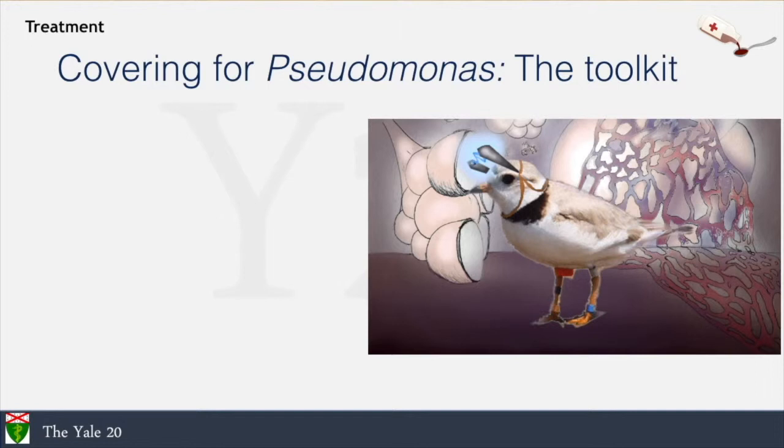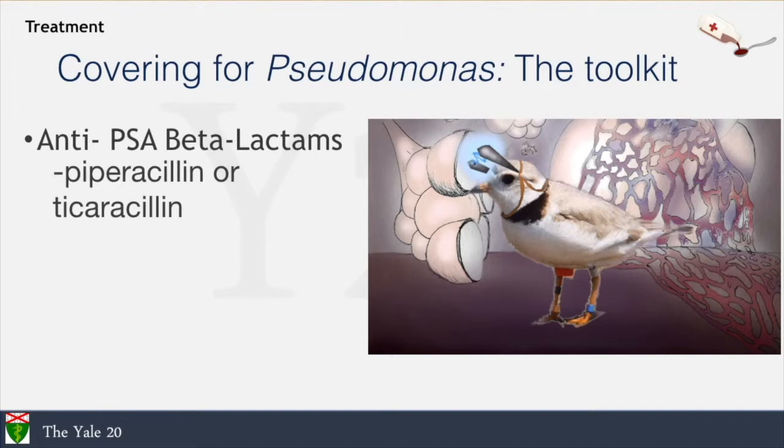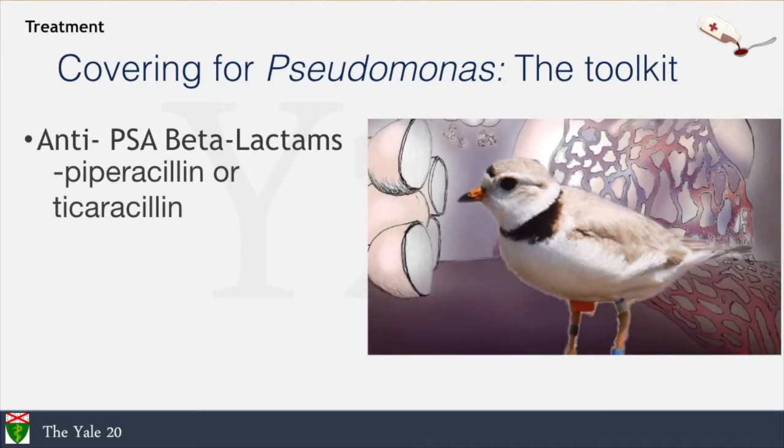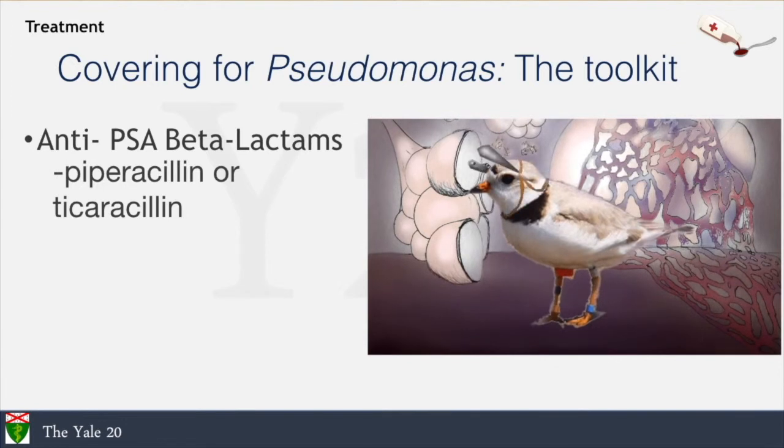Let's talk about some of the traditional antibiotics. First, we'll talk about the beta-lactams. First of all, there's piperacillin and ticarcillin, your anti-pseudomonal penicillins. And at many institutions, piperacillin is used with a beta-lactamase inhibitor, tazobactam, brand name Zosyn. Piperacillin-tazobactam, represented by this piping plover, with a taser on its head.